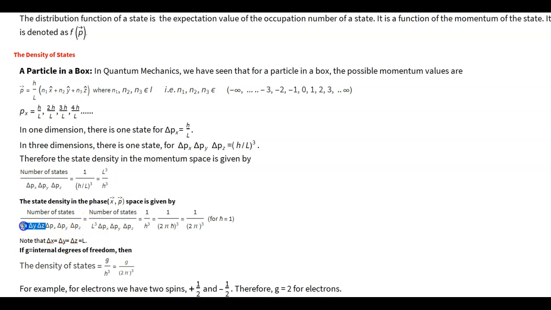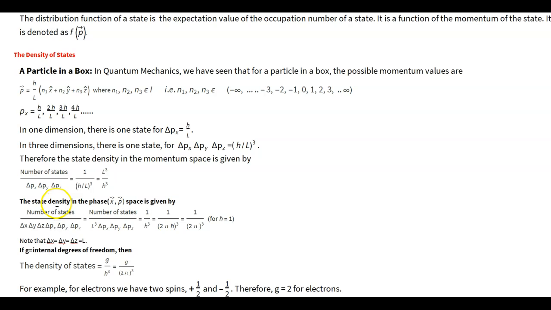And what is delta x, delta y, delta z? This is L cubed. So delta x, delta y and delta z are all equal to L, which is the length of the box, the dimension of this cubicle. L is the length in the x, y and z dimensions of the cubicle box. So delta x, delta y, delta z is the volume of the cubicle box, which is L cubed. Then we have delta px, delta py, delta pz, and using this we get 1 over h cubed.